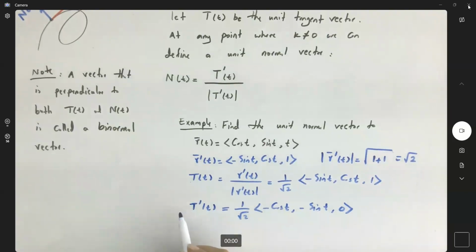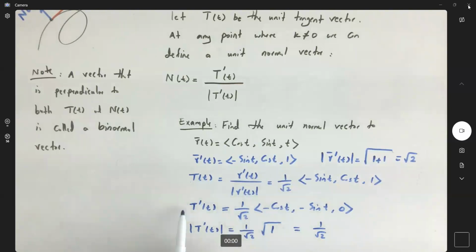Now, if you find the magnitude of the derivative of the unit vector, this is equal to 1 over square root of 2 times the square root of negative cosine squared plus negative sine squared plus 0, which is nothing but 1. So this magnitude is 1 over square root of 2.